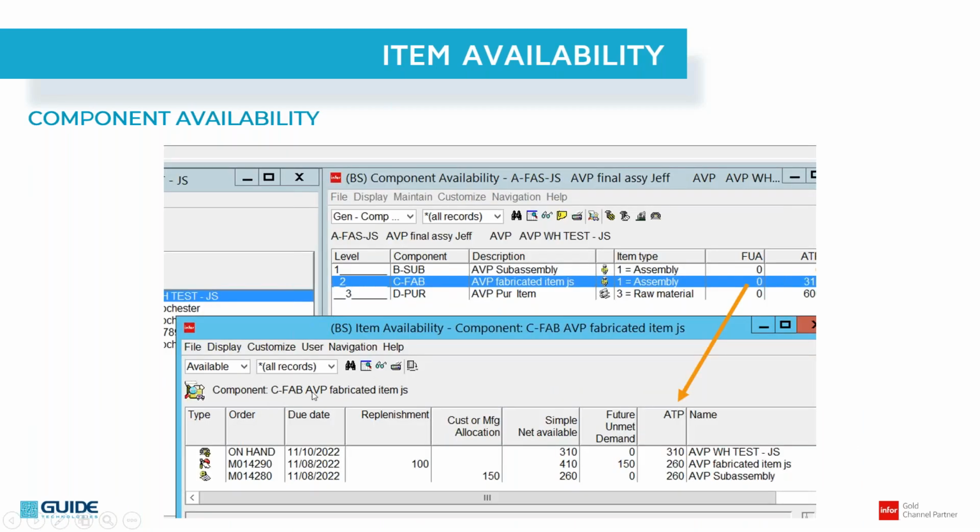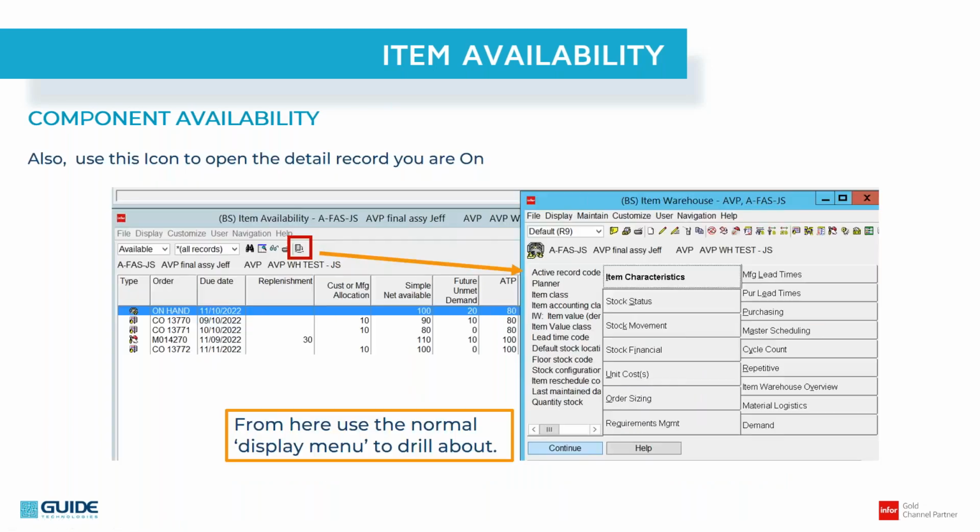Now I'm looking at a component. Well, this is CFAB, but I can come down here and see exactly what's going on. When is that 310 going to be available? And what's going on with this guy? So just drilling about. Pretty slick stuff. If I'm over here and I wanted to take one of these guys and just drill into that manufacturer or that customer or the on-hand balance, they added this little icon right here to actually open up that object. So now I could drill into, in this case, the item balance record, item warehouse record. And I could hit any of these tabs. Of course, I can hit display and drill about from here as well.